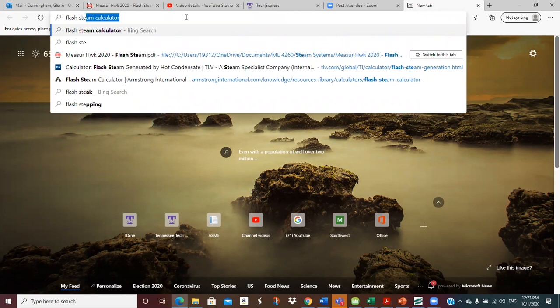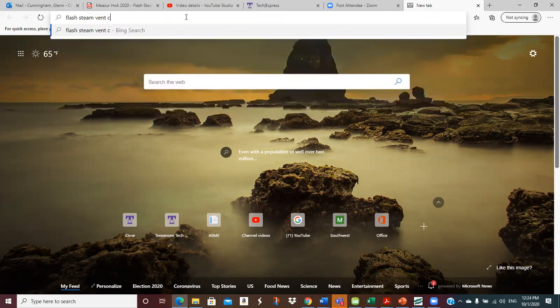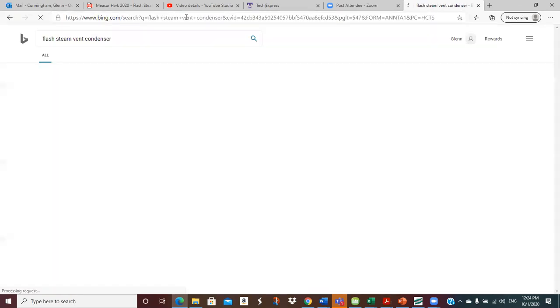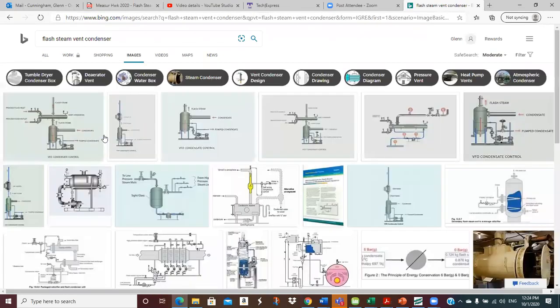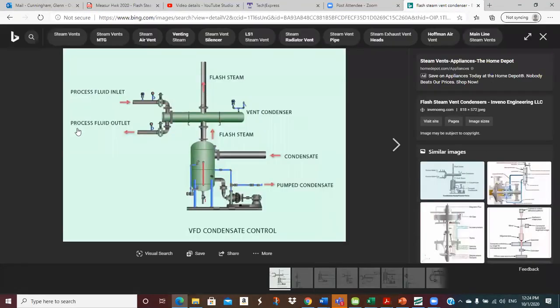Flash steam vent condenser. Okay. Aha. So they make these devices. Let's just look at a picture. Let's see if that's a pretty good picture. Yeah, there you go. So here's my atmospheric pressure tank.